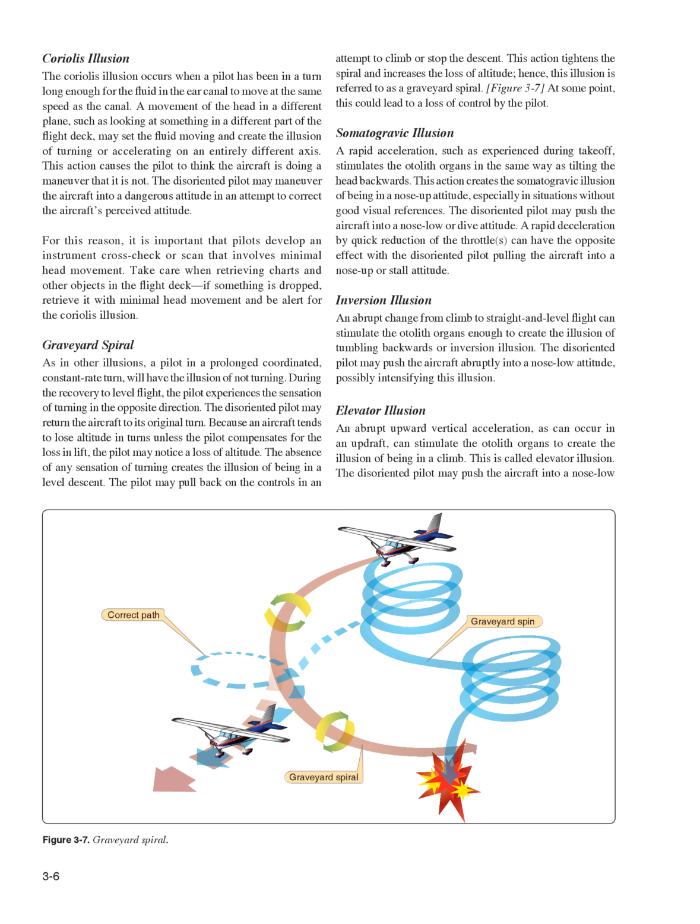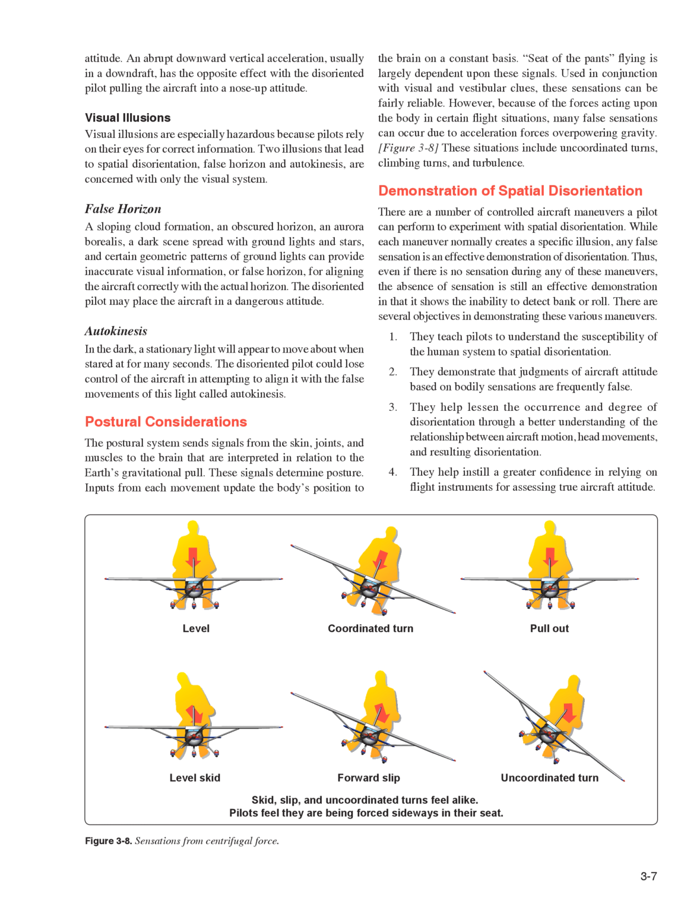Elevator illusion. An abrupt upward vertical acceleration, as can occur in an updraft, can stimulate the otolith organs to create the illusion of being in a climb. This is called elevator illusion. The disoriented pilot may push the aircraft into a nose-low attitude. An abrupt downward vertical acceleration, usually in a downdraft, has the opposite effect, with the disoriented pilot pulling the aircraft into a nose-up attitude.